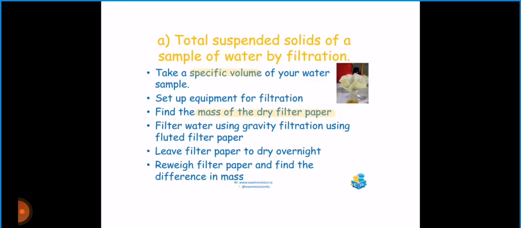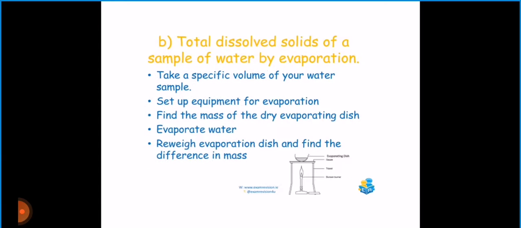You can just pour the water in using fluted filter paper. We use fluted filter paper as it gives more surface area, so speeds up the filtration process. And then I would leave the filter paper to dry overnight. Then the next day when you come back in, it's important to reweigh the filter paper and find the difference in the mass. So you will do the mass at the end, take away the mass at the start.